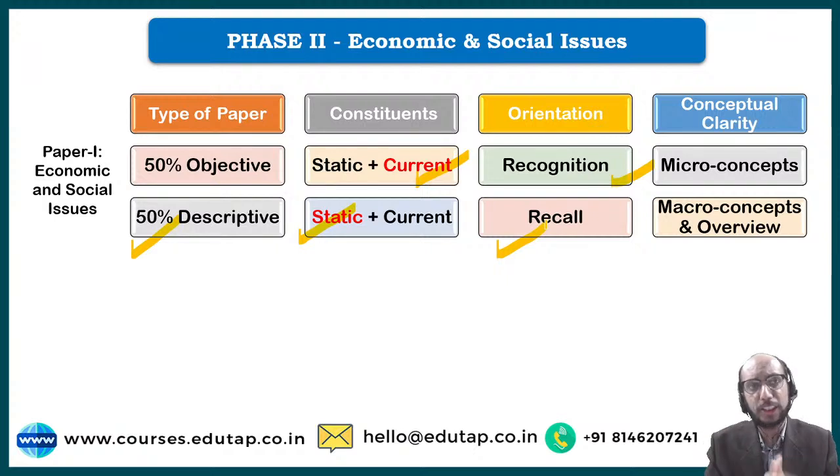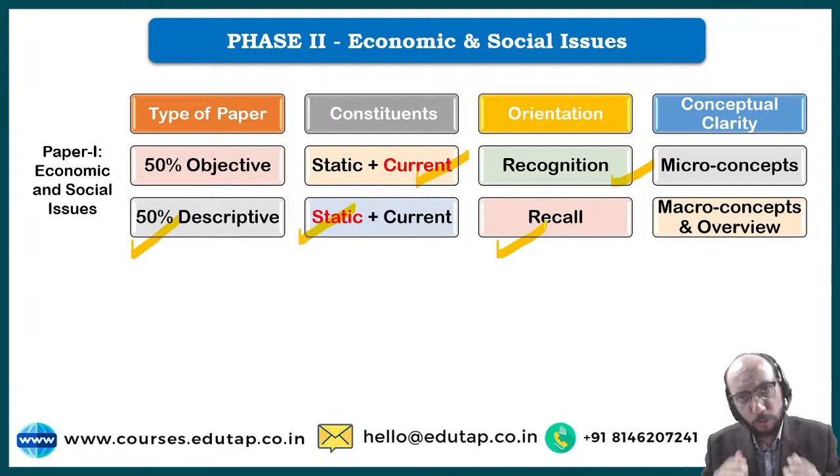That is a major distinction between the objective paper and the descriptive paper. So far as the objective paper is concerned, you should have clarity over micro concepts. For example, GDP deflator is a concept. Consumer price index urban is a concept, or consumer price index combined is a concept, or monetary policy committee is a concept, or accommodative monetary policy is a concept, fiscal deficit is a concept. Are you getting my point?